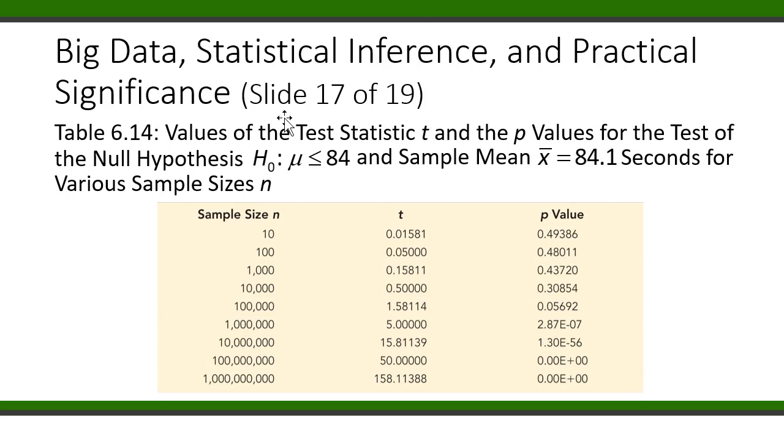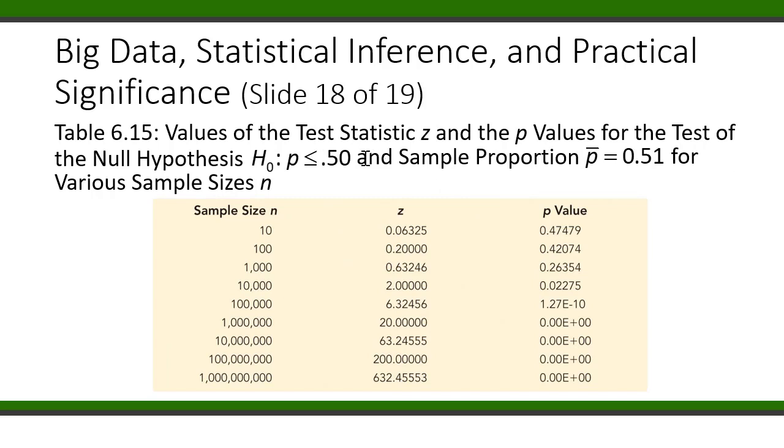So here we're looking at the null hypothesis that we think the mean is less than or equal to 84. The sample mean is 84.1 seconds for the various sample sizes. So if we have a sample size of 10, the t-statistic is this, and the p-value is this. And you see that at about 100,000, everything becomes significant. We would reject this value, saying that they are different, even if it's only a 0.1 difference.